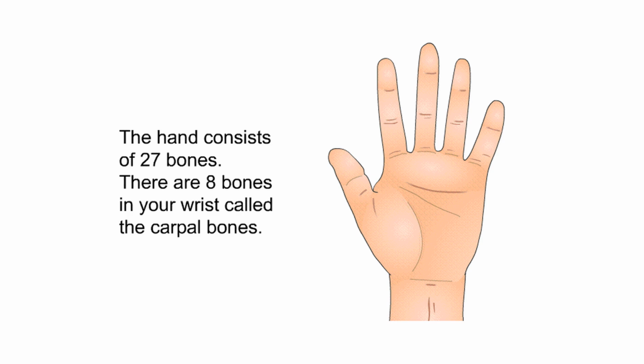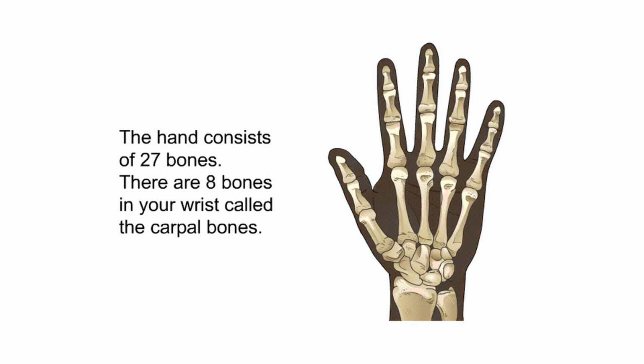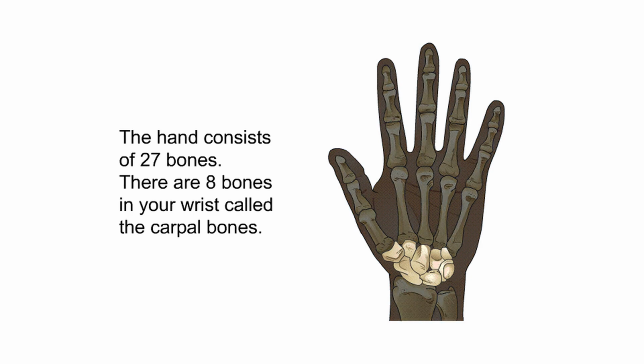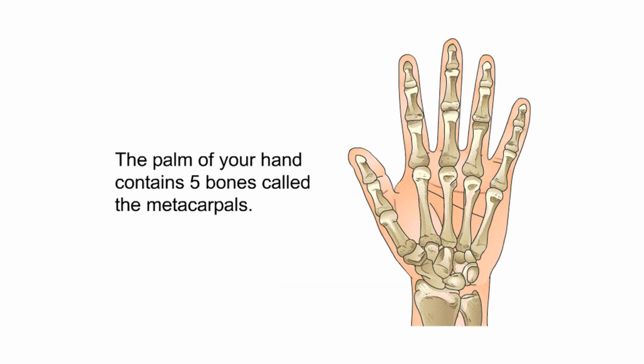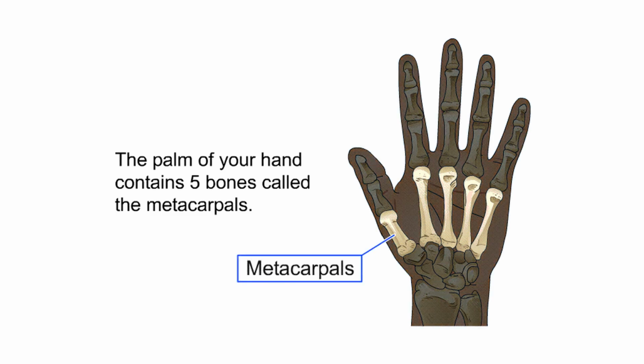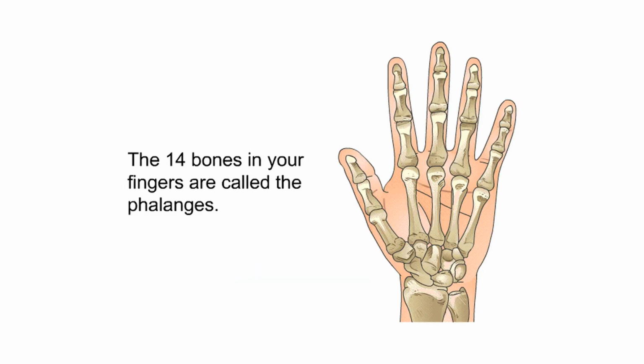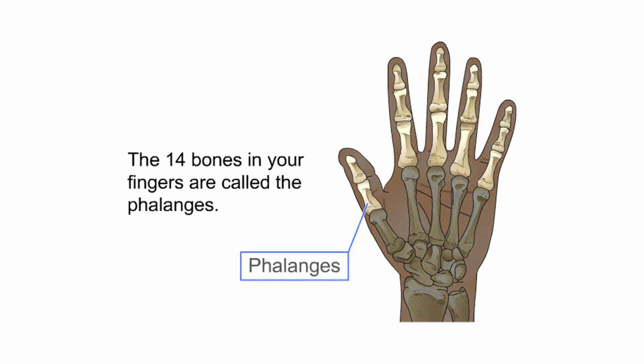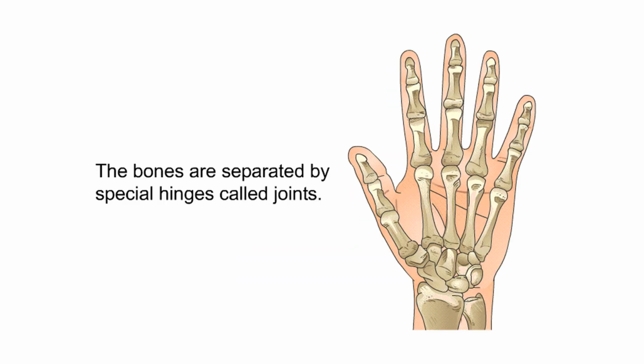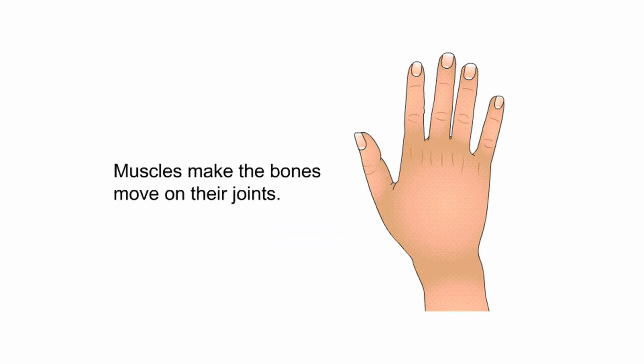The hand and fingers. The hand consists of 27 bones. There are 8 bones in your wrist called the carpal bones. The palm of your hand contains 5 bones called the metacarpals. The 14 bones in your fingers are called the phalanges. The bones are separated by special hinges called joints. Muscles make the bones move on their joints.